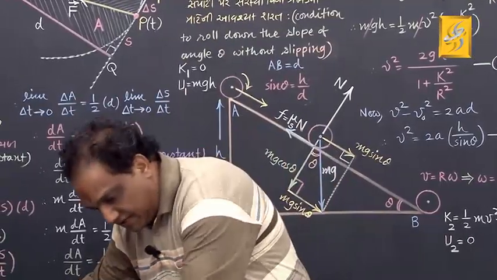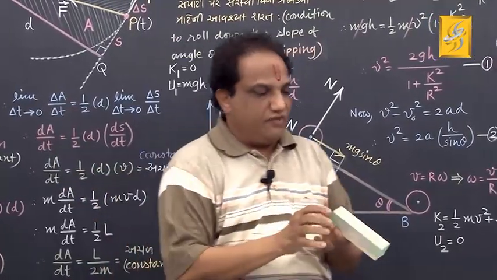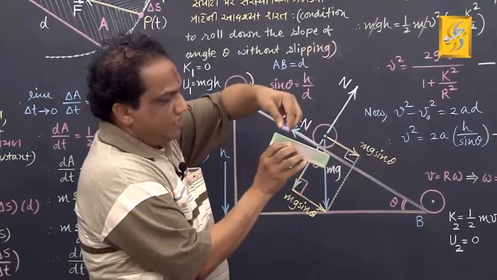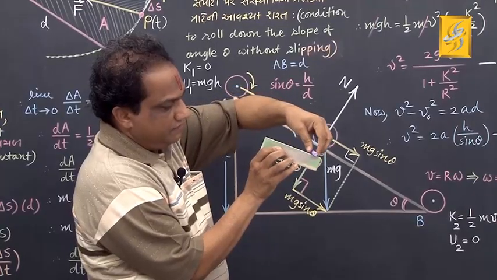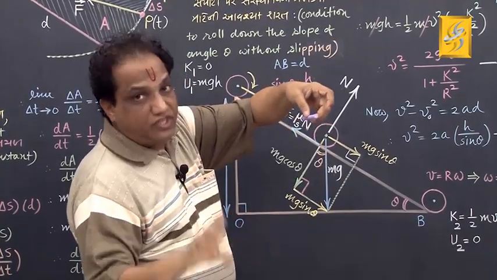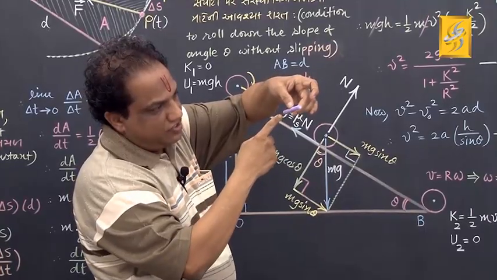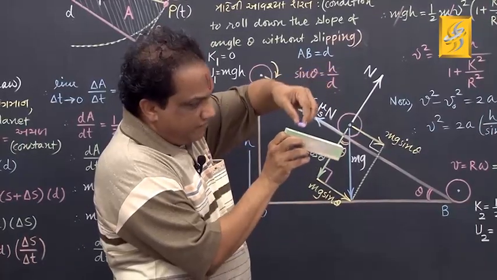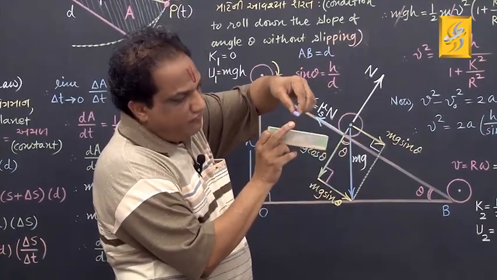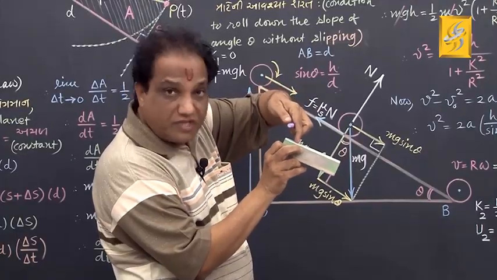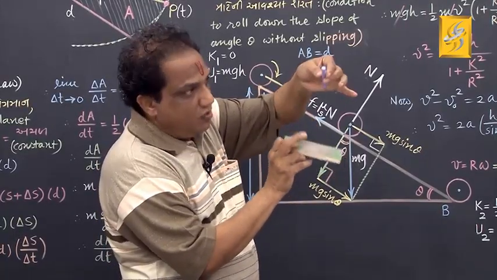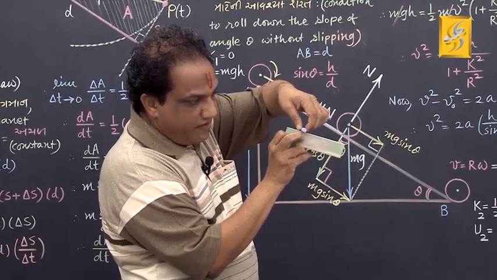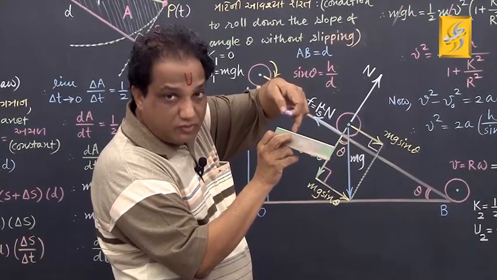Suppose this is the surface of the slope, and suppose this is the rolling body. So when it is rolling, look here this way. You may think of infinite number of lines on the surface of this cylinder. But out of infinite number of lines, at a given point of time, only one line comes in contact with the surface of the slope. Only one line, correct?